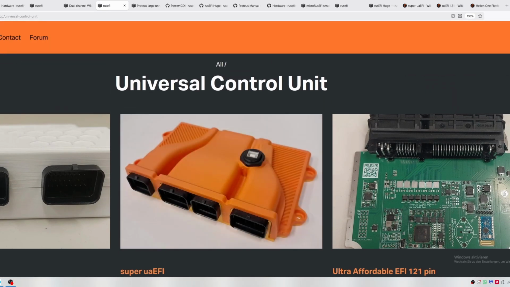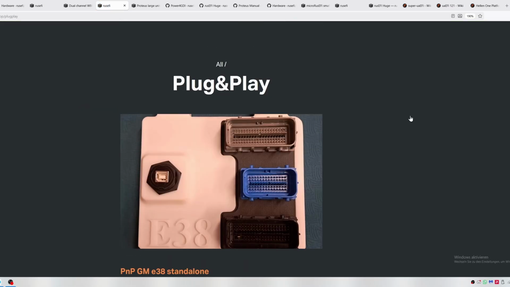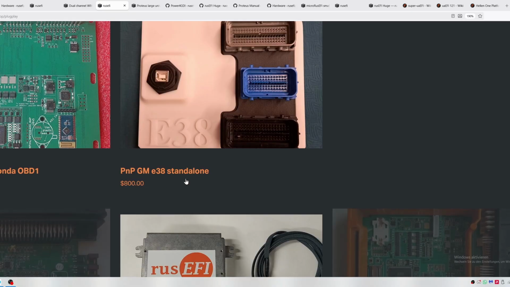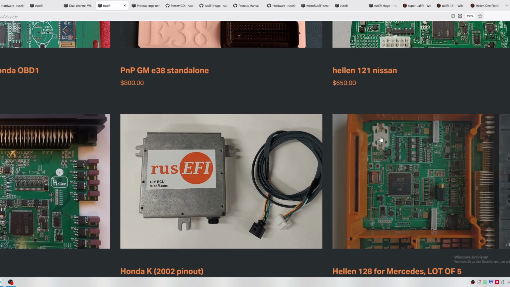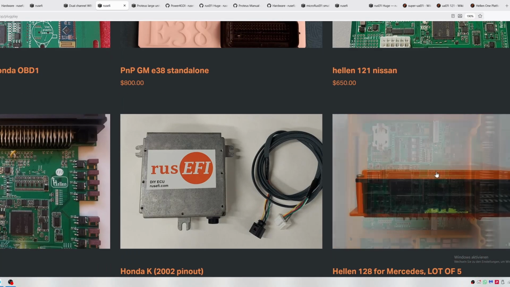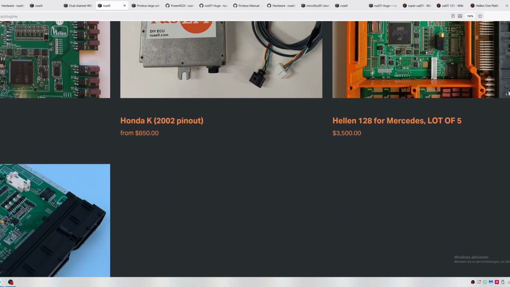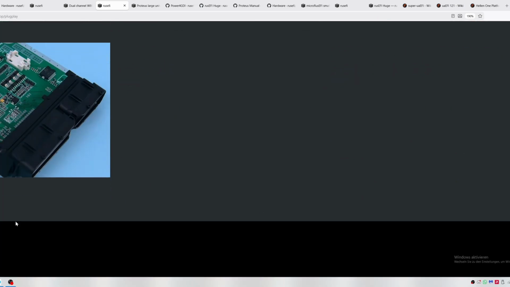We also have some plug and play units on offer. If you click here, those are only a few. So RUSEFI itself only offers a few plug and play options. So for example, the GM E38, Honda OBD1, a Nissan option, Mercedes, another Honda for K-Series, another for BMW and Volkswagen and Audi Group.